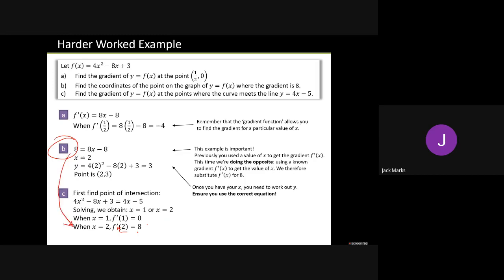But this one is a new value. So you put x into the gradient function. This here, that's the gradient function. So 8 times 1 will be 8, minus 8 will be 0.